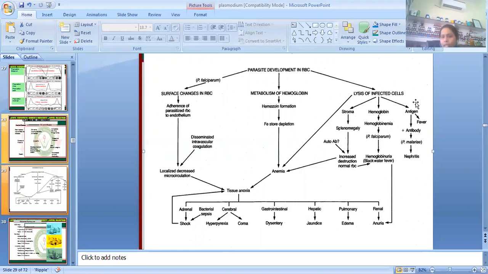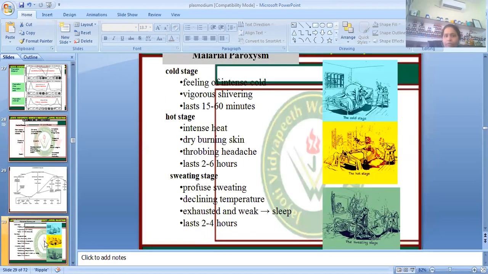And with lysis of the RBC, again, the antigen of the malaria produces antibody, and an antigen-antibody complex will form, and there can be nephritis, because it will come out of the body through the nephrons only. So you can understand the mechanism, clinical sign and symptom.